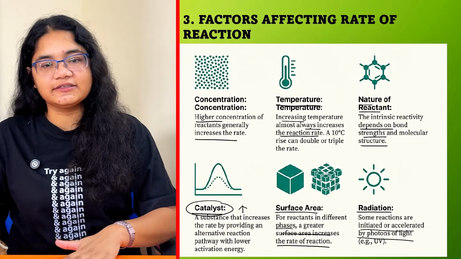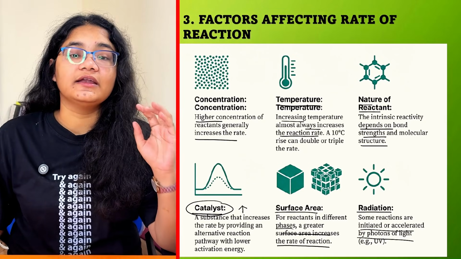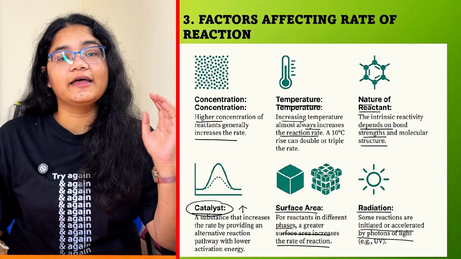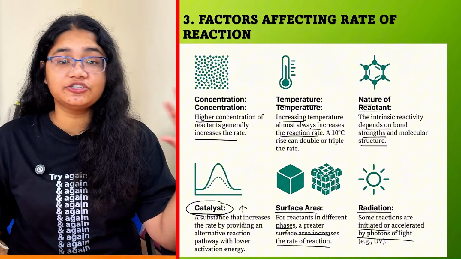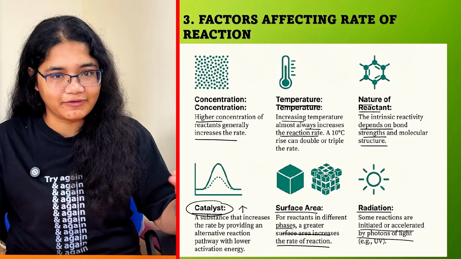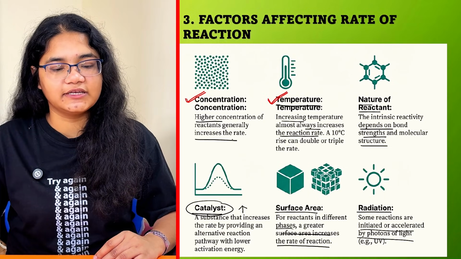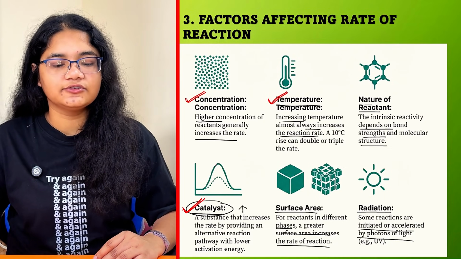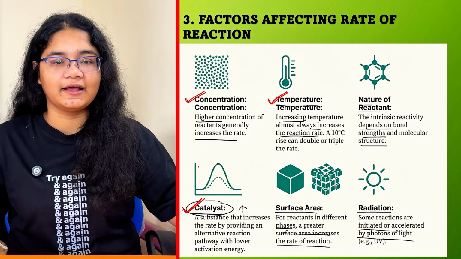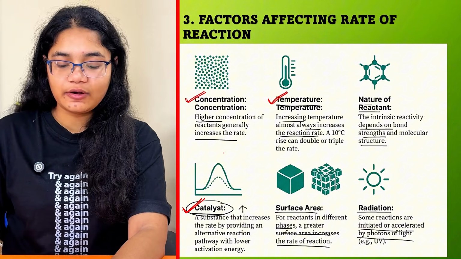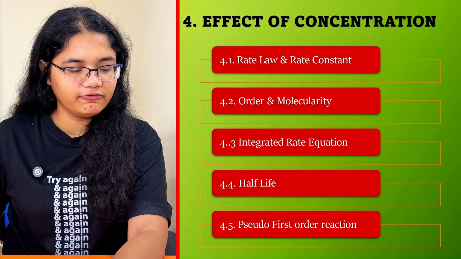So what are the 6 factors that we have studied? First is concentration, then temperature, then catalyst, nature of the reactants, surface area, and lastly radiations. But in this chapter we will study 3 factors in much more detail. We'll go to the depth of these 3 factors. First concentration, then temperature, and then catalyst. These 3 factors are the major factors and are applicable to all reactions, so we'll study them in detail. So now let us move forward with the first factor in detail, that is effect of concentration.